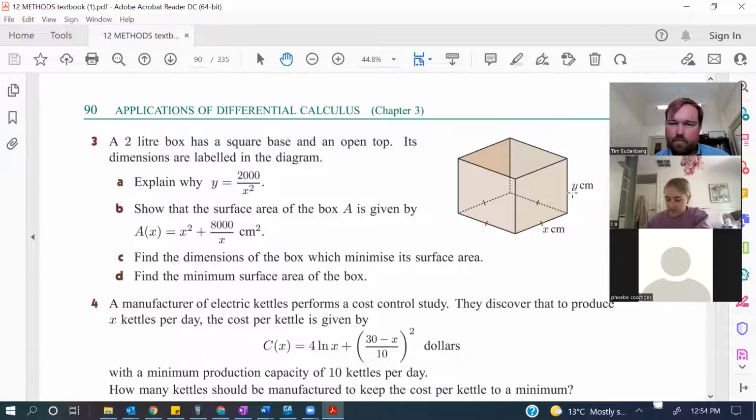So then for D, what would I do for D then? So you see up above in B, you found a formula for the surface area. Basically, to find the minimum surface area, you put in that value of x, which we found that gives us a minimum. So you put the x value into that formula in B, and it will give us the total surface area. Okay, that makes sense.